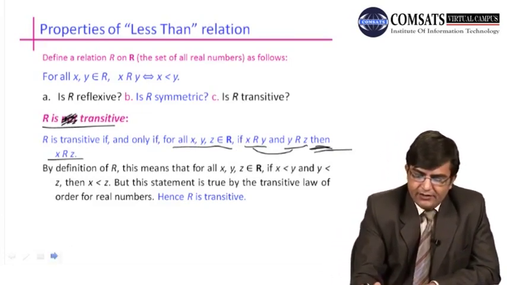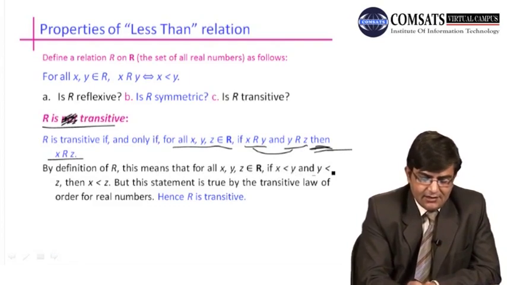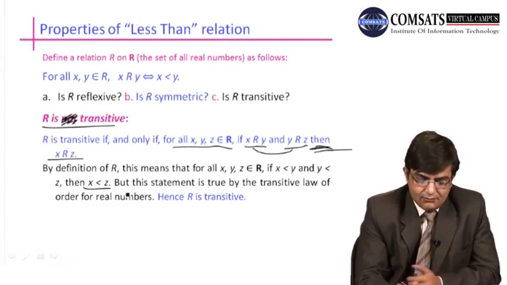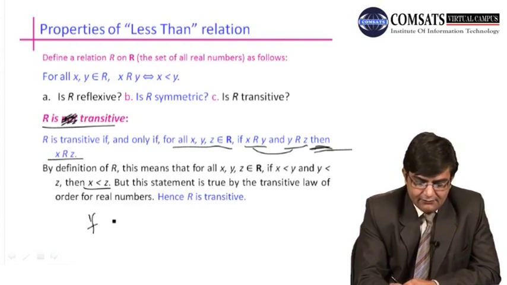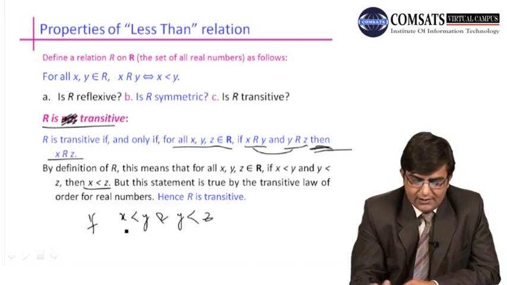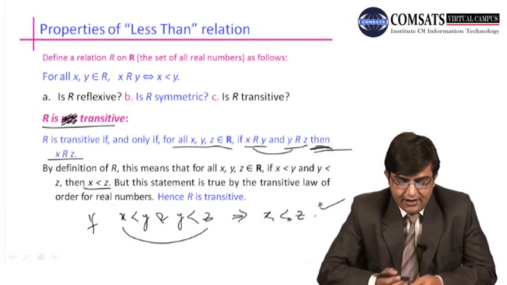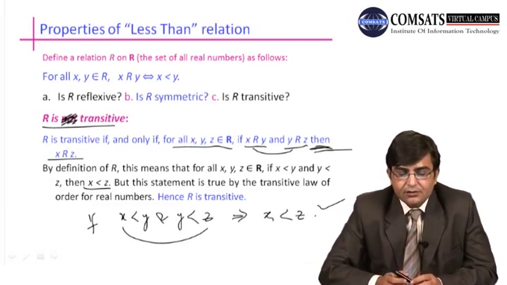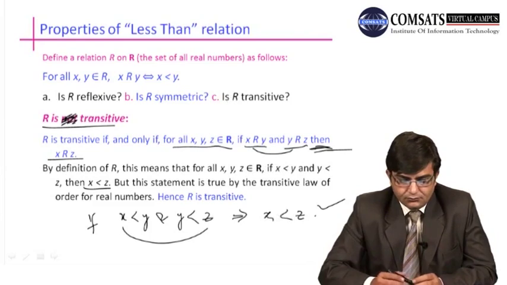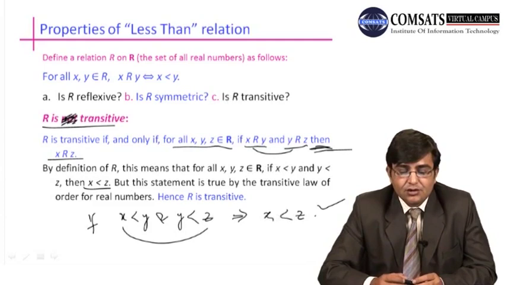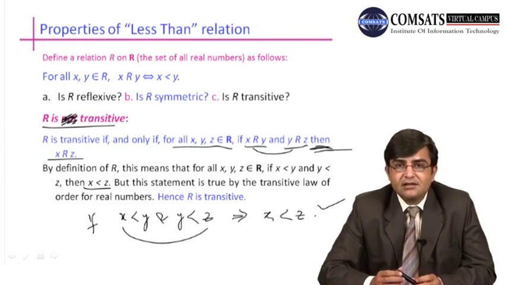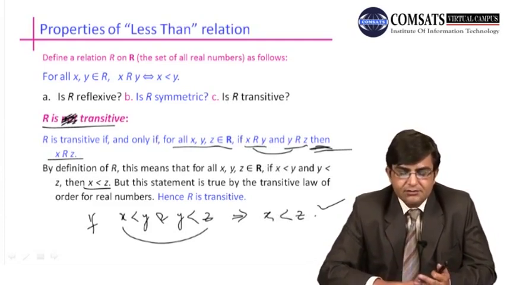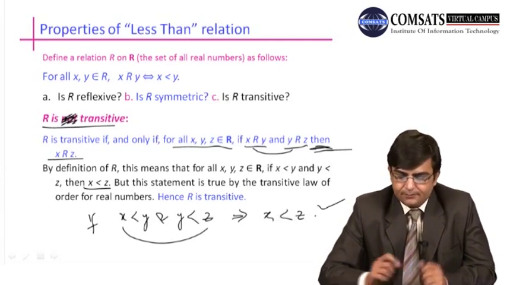So by definition, if x is less than y and y is less than z, then x is obviously less than z. So this property is satisfied. Therefore this less than relation is transitive. The less than relation is not reflexive, not symmetric, but it is transitive.